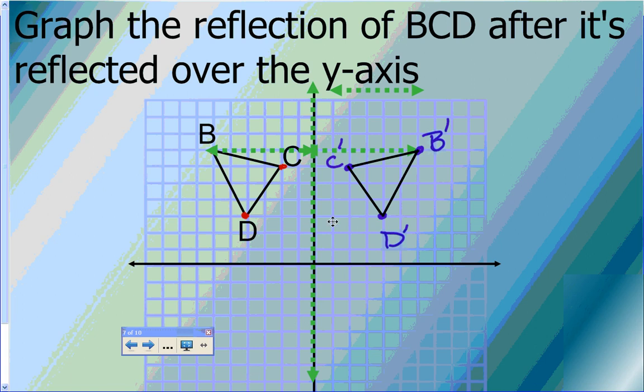So it's really very simple. You're just breaking the object into different points, seeing how far each of those points is away from the line of reflection, and making it the same distance away on the other side.